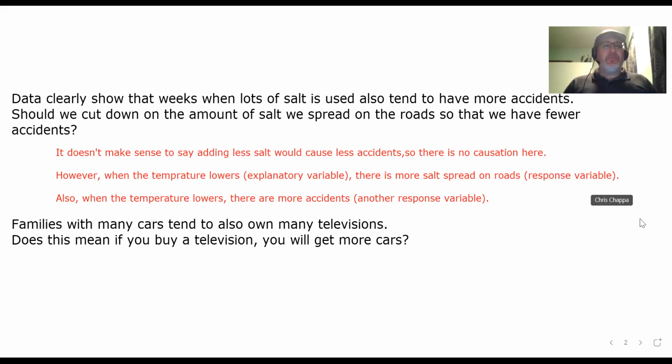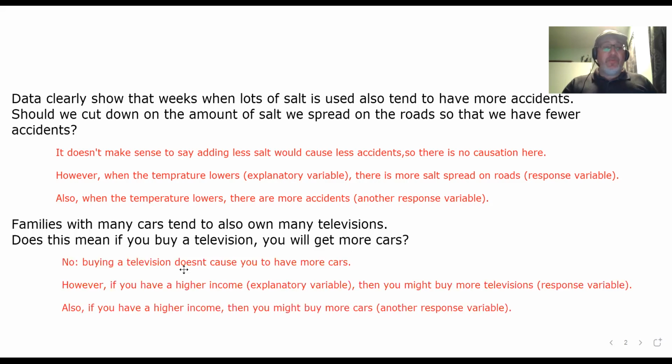And the other situation was families with many cars tend to also own many televisions. Does this mean if you buy a television, you will get more cars? Are we saying that we have a causation here? And the answer was no. But is there a third variable that might justify the association between these? And the answer is yes. No, buying a television doesn't cause you to have more cars.